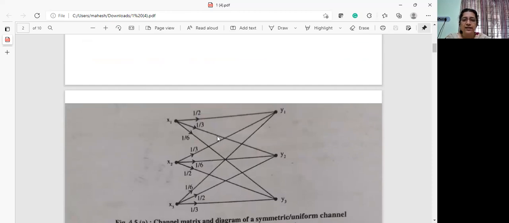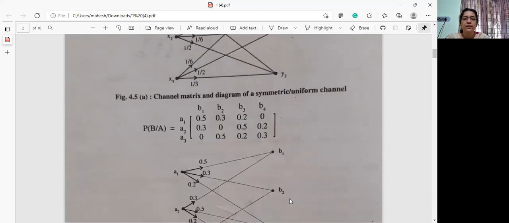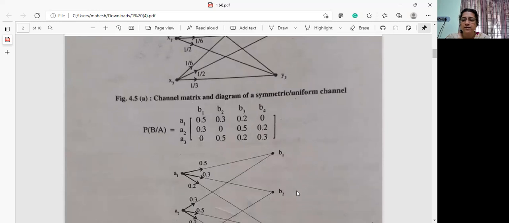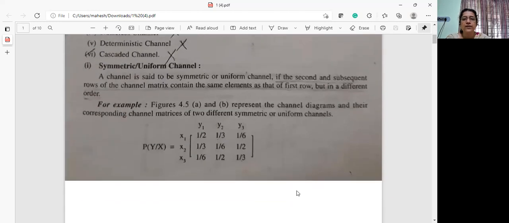Channel diagram can be drawn like this. Here you have the source alphabets. Here you have the destination alphabets. Each source emits 3 symbols over here, and the probabilities are given as 1 by 2, 1 by 3, 1 by 6. And the destination symbols are y1, y2, y3. So you have the probability matrix as shown over here: 1 by 2, 1 by 3, 1 by 6, 1 by 3, 1 by 6, 1 by 2, 1 by 6, 1 by 2, 1 by 3.